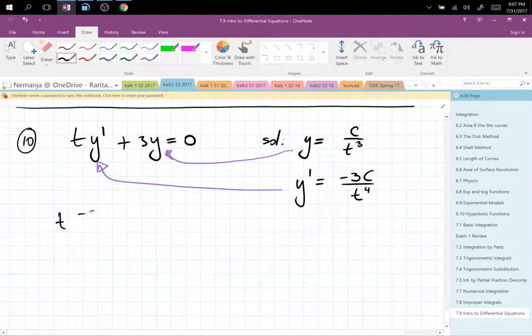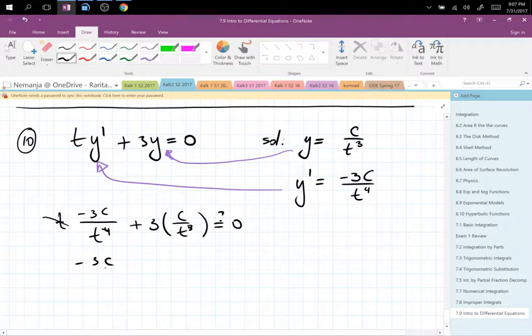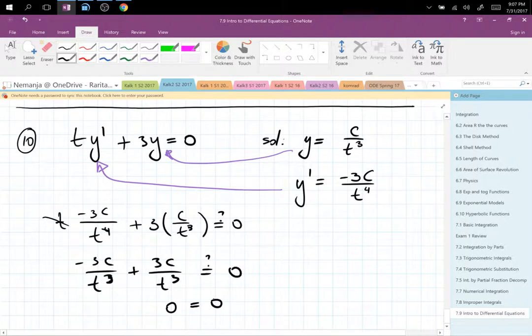So t times negative 3c over t to the fourth plus 3 times c over t cubed equal to 0. T and t cancel. I get negative 3c over t cubed plus 3c over t cubed. 0 equals 0. Good. Solution.